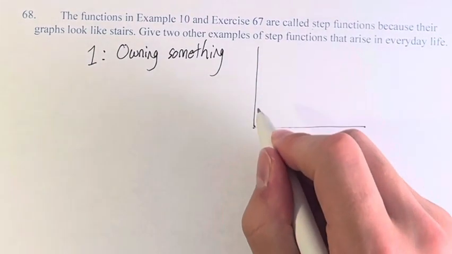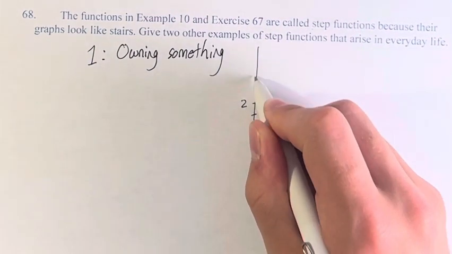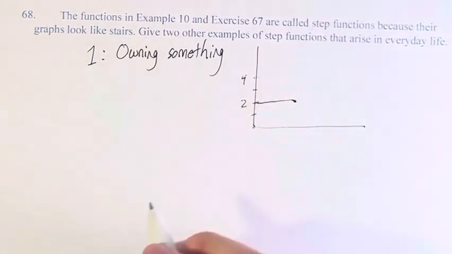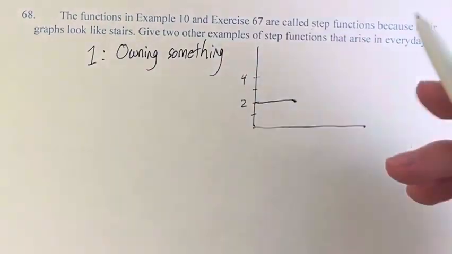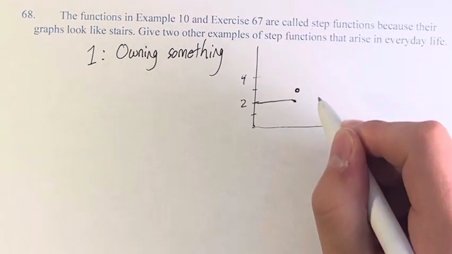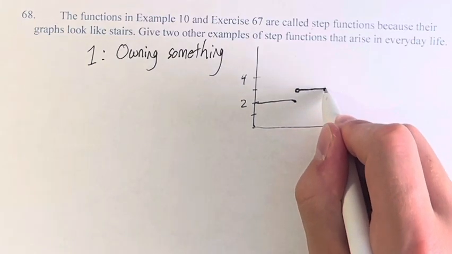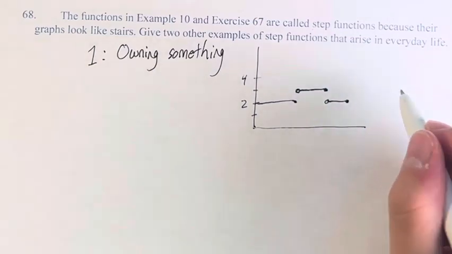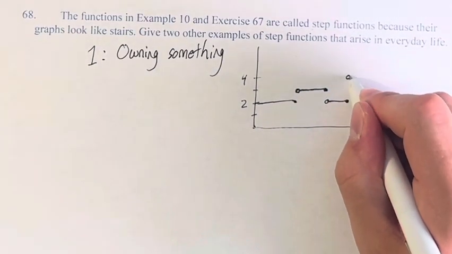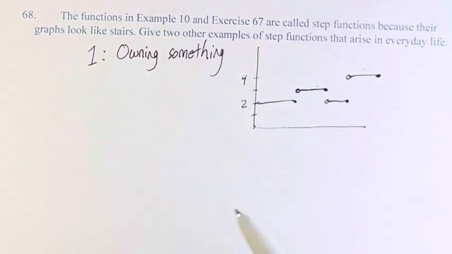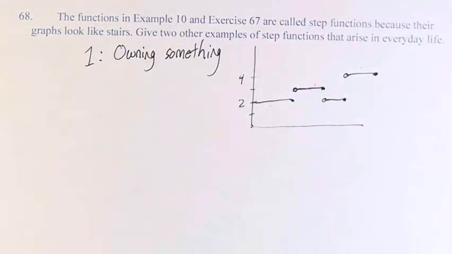So let's say I start out with two of those things. I own them for a period of time, and then I buy a third thing. At no point do I have 2.5 of these things. I jump up to the third, and I have that for a while. Then let's say I sell it and I'm back down to 2. And then maybe I buy 2 more, and I'm up to 4. But you own discrete amounts of these objects.